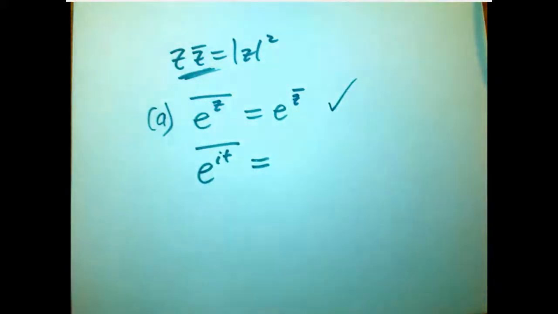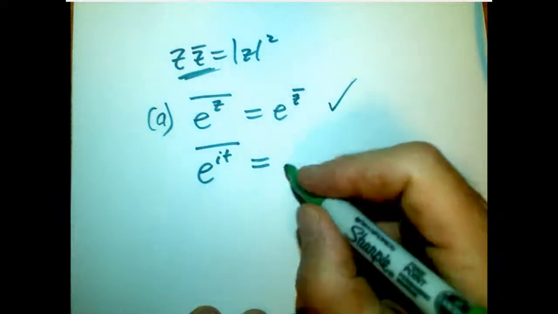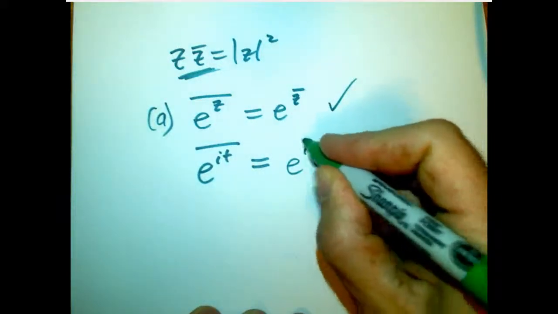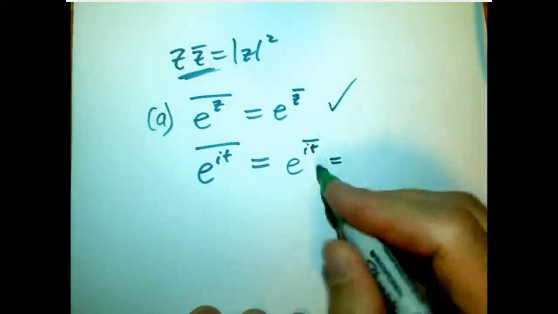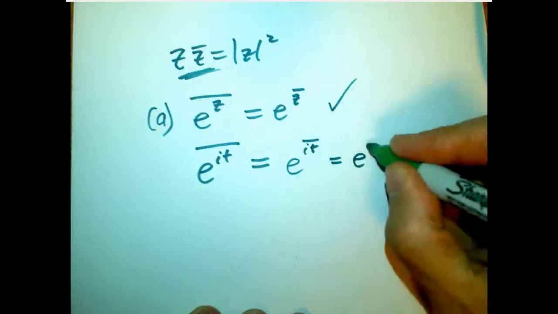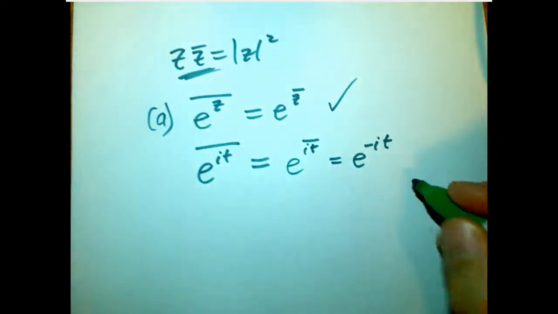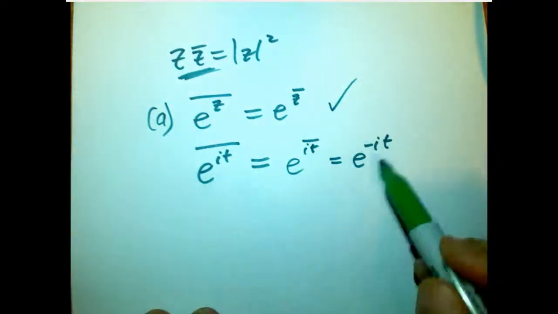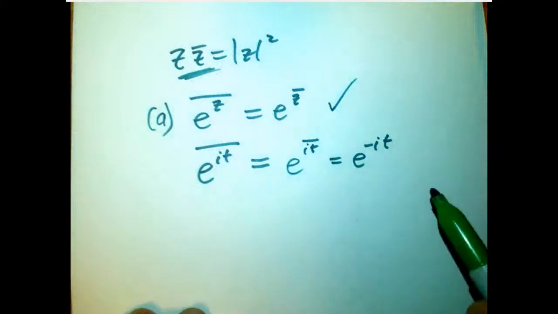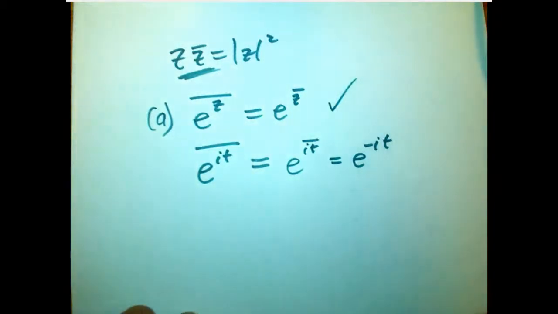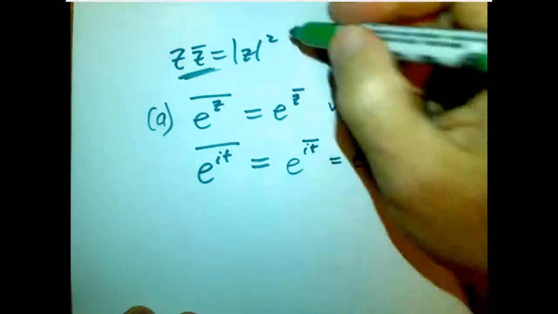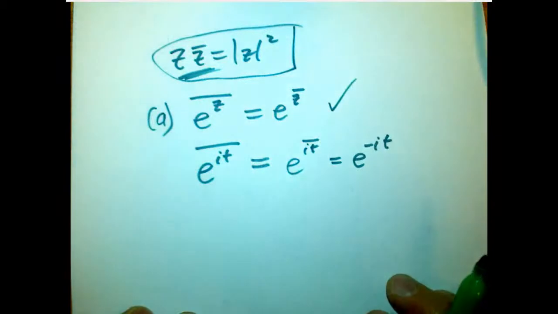Okay, so I'll do this one. It's pretty easy. Just think about that. e to the it bar, if this is true, that's e to the it bar. Now t is a real number. This is pure imaginary. So this is just e to the minus it. So when you bar an e to the it, it's the same thing as e to the minus it. Okay, so why would that be useful? Ooh, it might be useful because of this.